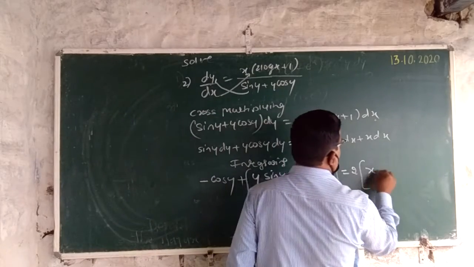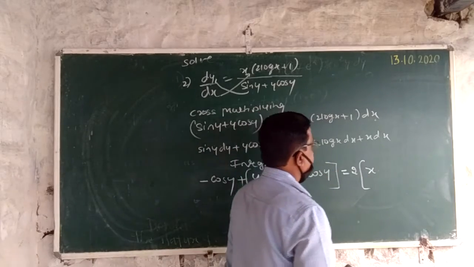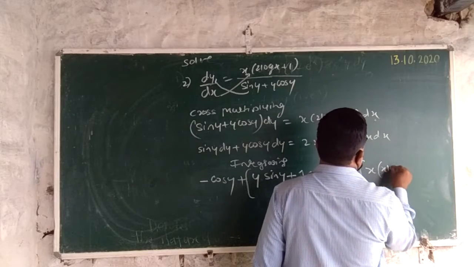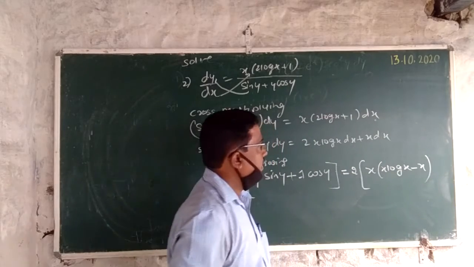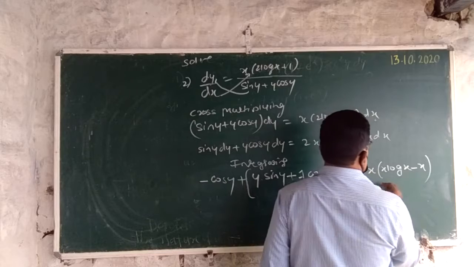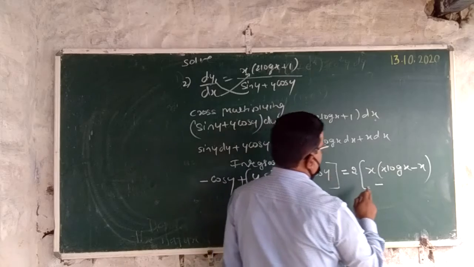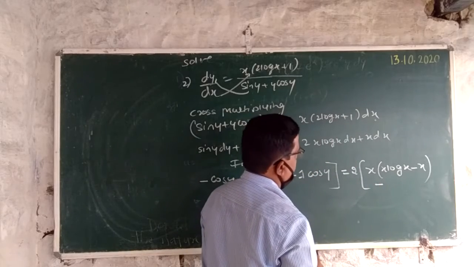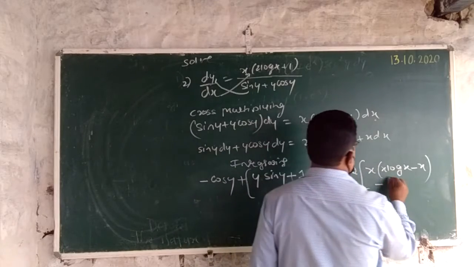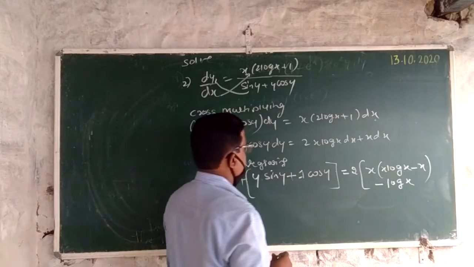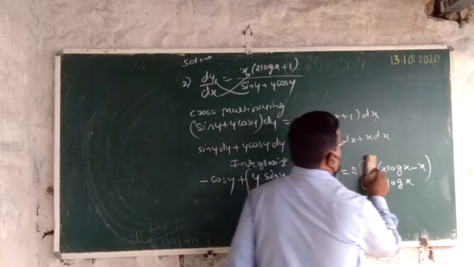So first function as it is, integration of log x. So here what is integration of log x? x log x minus x. Integration of log x is x log x minus x. Then minus. Next we take integration of x log x, x into integration of log x, then minus log x as it is, into the differentiation of x log x.